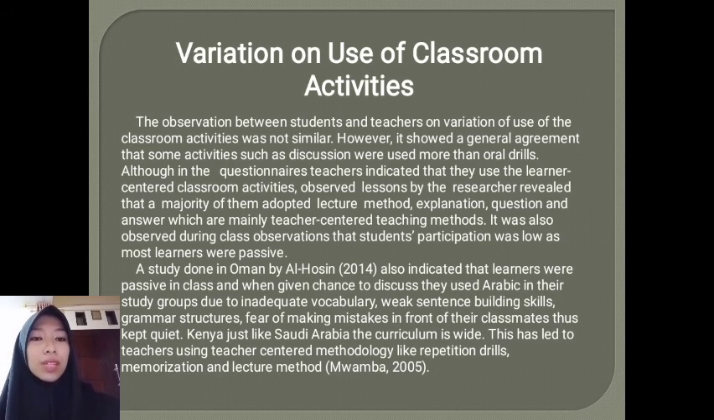It was also observed during class observation that student participation was low. Most learners were passive. A study done in Oman by Al-Hassin in 2014 also indicated that learners were passive in English when they were given a chance to discuss. They used Arabic in their study groups due to limited vocabulary, weak sentence building skills, grammar structure, and fear of making mistakes in front of their classmates.